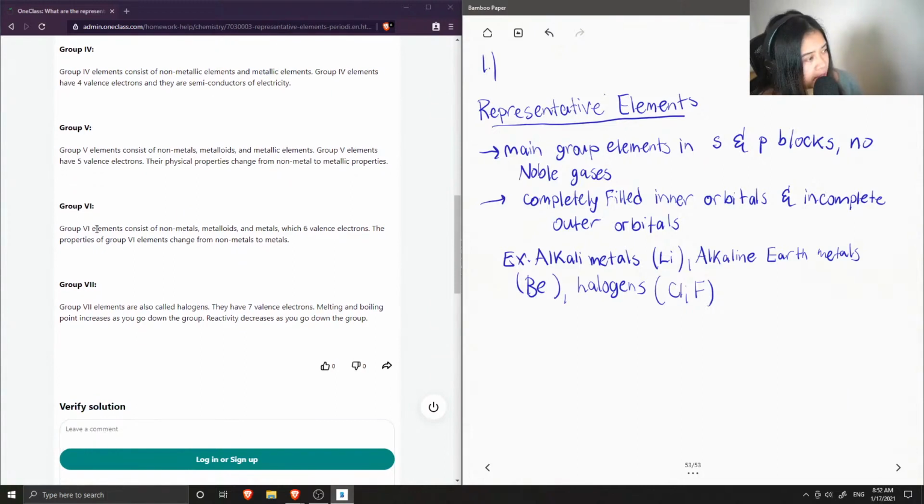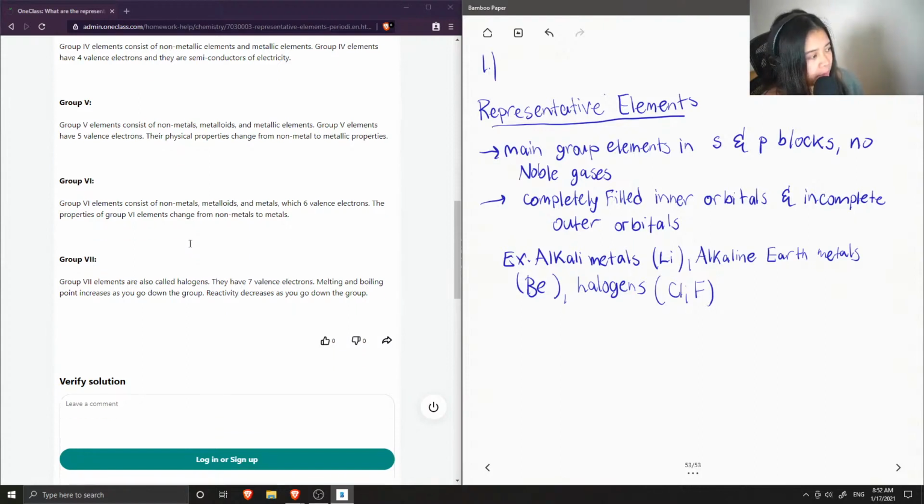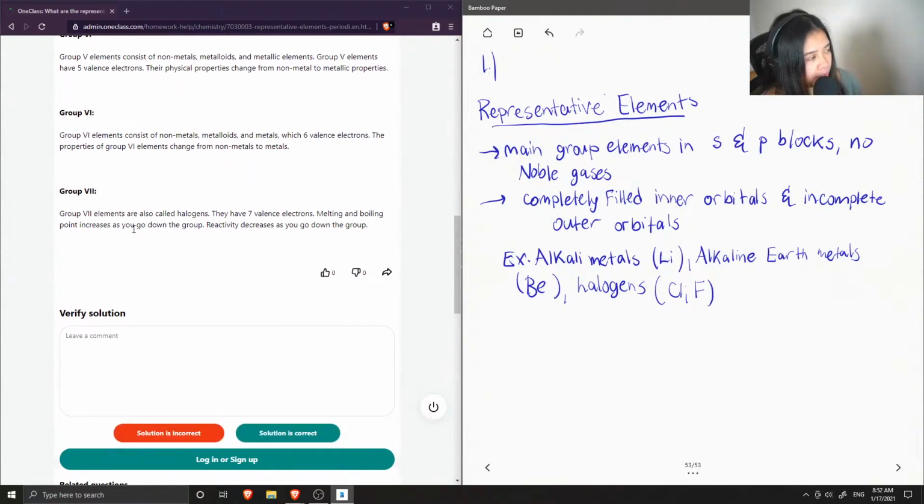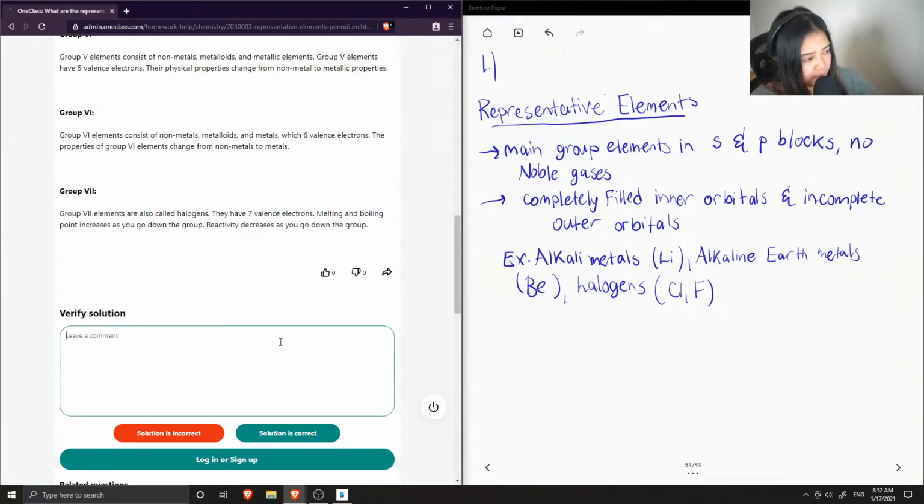And then group 6 consists of non-metals, metalloids, and metals with 6 valence electrons. And the properties range, so that's why they have different types. So for example, like oxygen and sulfur. And then for group 7, these are the halogens. Melting and boiling point increases as you go down the group. And reactivity also decreases as you go down the group. So then this is like our fluorine, chlorine, and bromine. So this solution is correct.